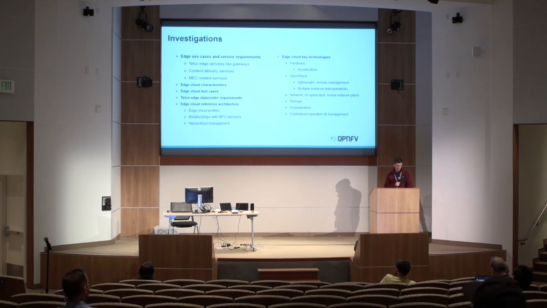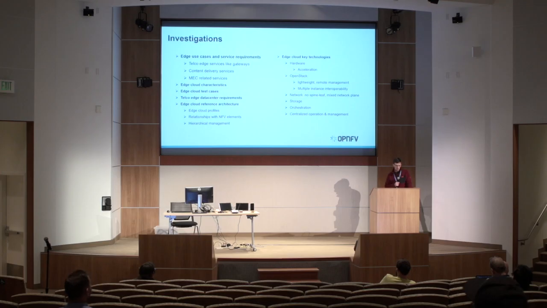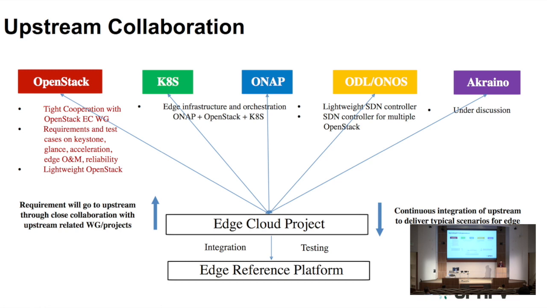And then in terms of defining a reference architecture, Edge specific profiles, the relationship with various NFV elements or ingredients, and then management of hierarchical Edge clouds. So typically we look at clouds of clouds, or the relationship between multiple edges in a highly distributed Edge cloud scenario, and then some of the key technologies. I'm going fast here because I don't want to use up all the time.